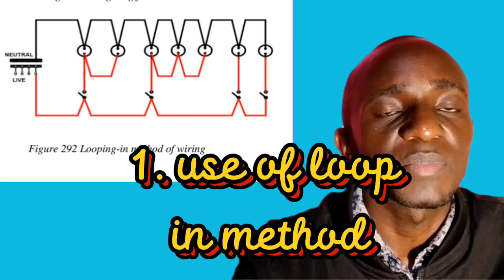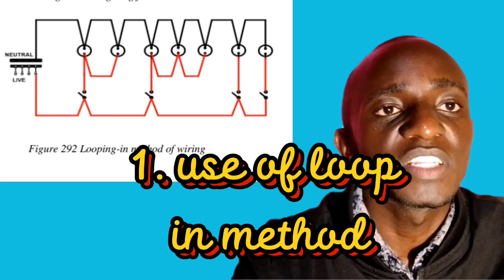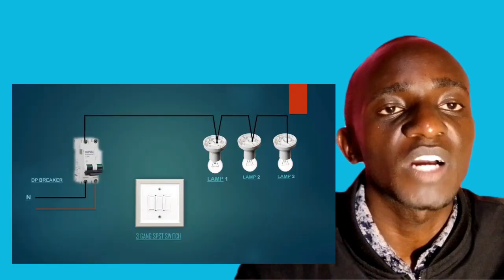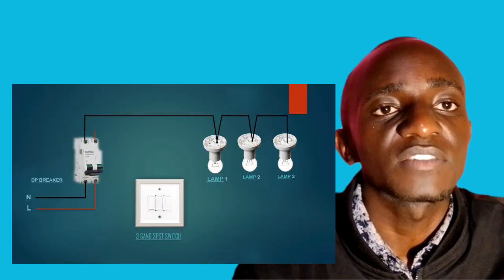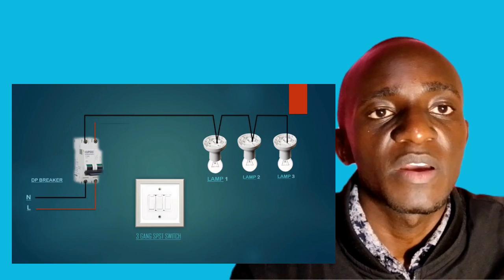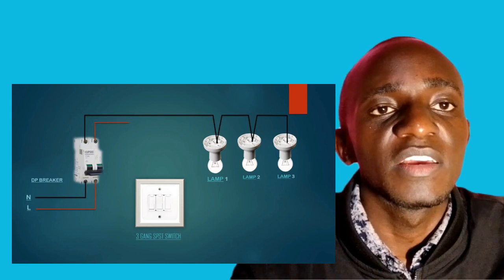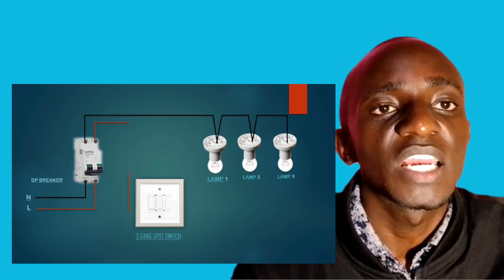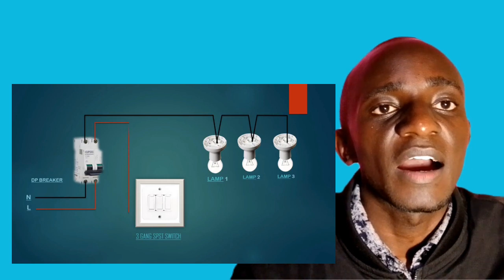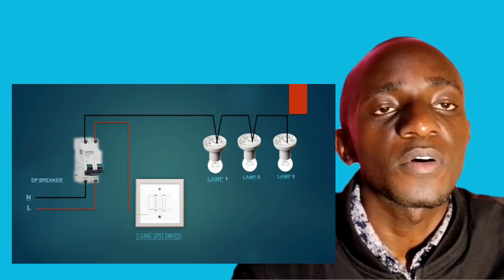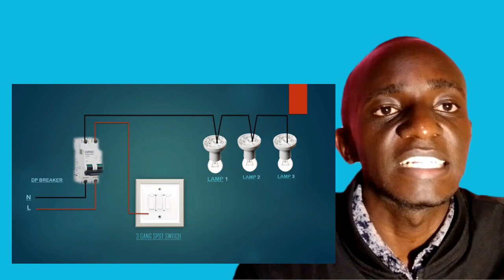I'm going to give you examples. I know you have seen these types of switches, the many-gang switches, the 2-gang switches, 3-gang switches, 4-gang switches. So a 4-gang switch has 4 switches in one casing.